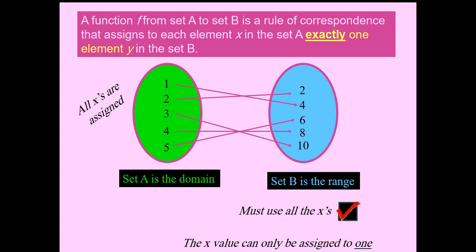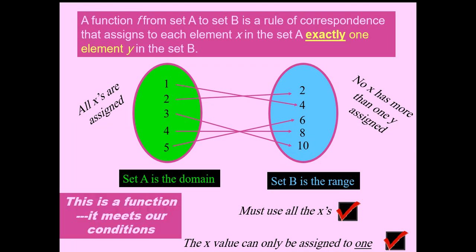You see the first one, so we need to use all the x's. And no x has more than one y. So all x's should be used, meaning for any x, we should have a y, and exactly one y. This x should have exactly one y. Okay, so just one y is assigned to each x.